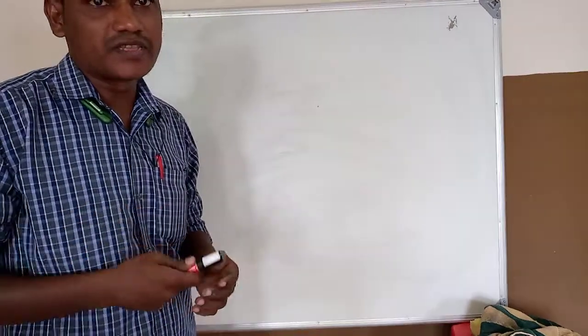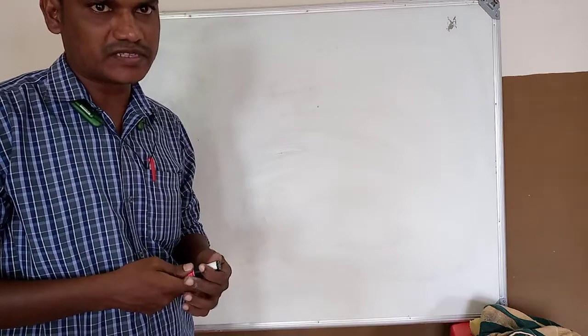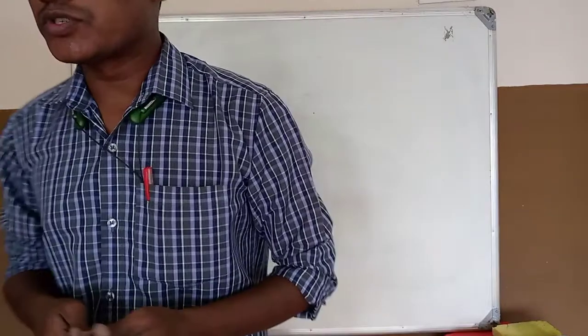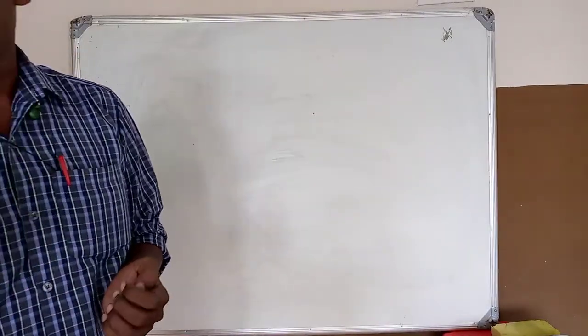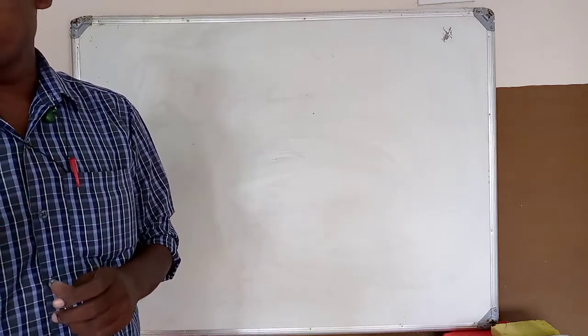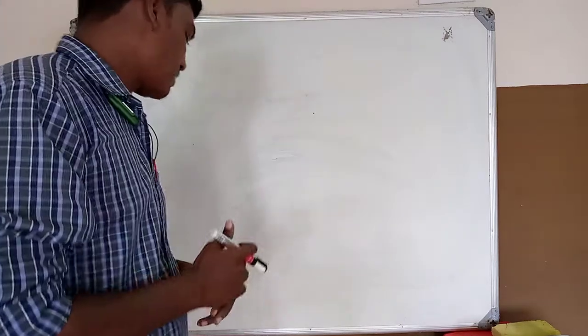So, continuing from the previous video. Next question: draw the distance versus time graph when the speed decreases uniformly.